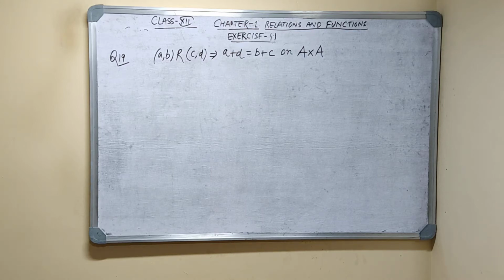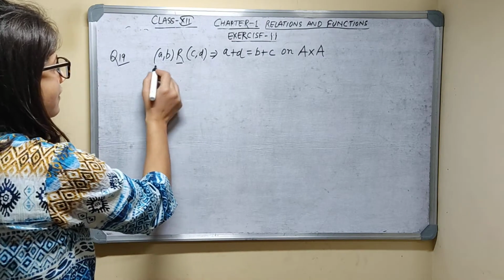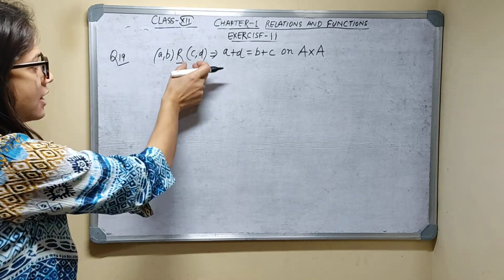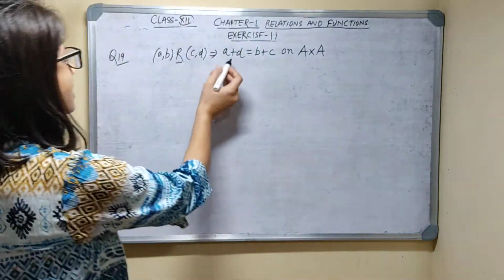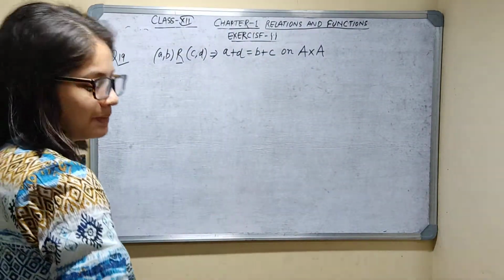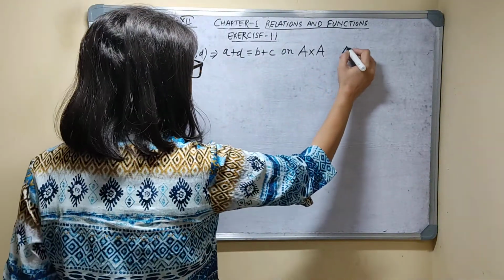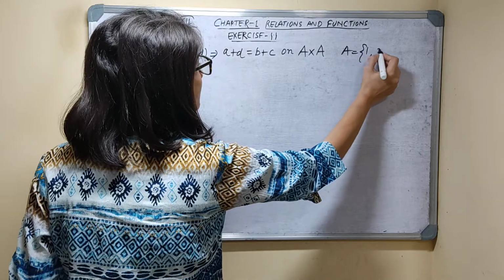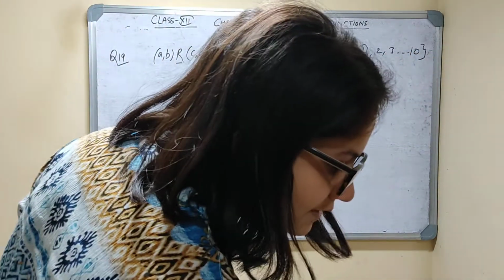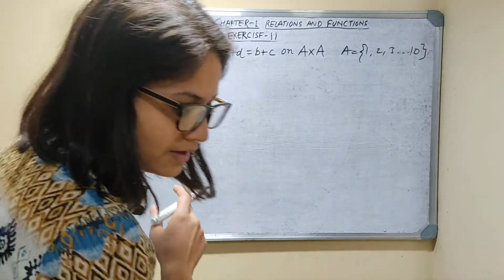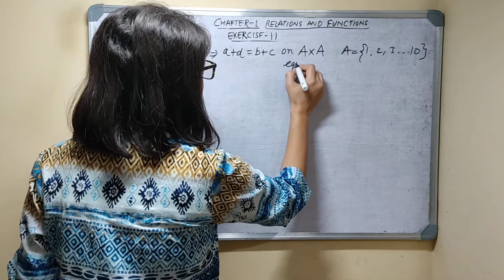Question number 19. Show that the relation R defined on A cross A, where A is given as {1, 2, 3, ..., 10}, by ordered pair (a, b) related to ordered pair (c, d) such that a plus d is equal to b plus c, is an equivalence relation. You have to show that it is an equivalence relation and write the equivalence class.